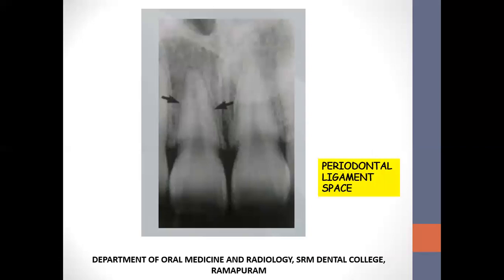The third supporting structure is the periodontal ligament space. The periodontal ligament space is primarily composed of collagen, so it appears as a radiolucent space between the tooth root and the lamina dura. This space begins at the alveolar crest, extends around the portions of the tooth roots within the alveolus and returns to the alveolar crest on the opposite side of the tooth.